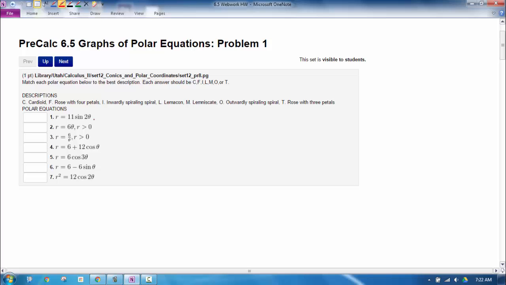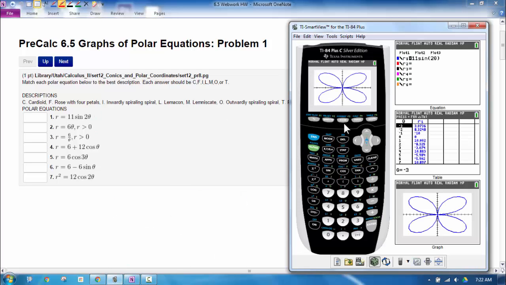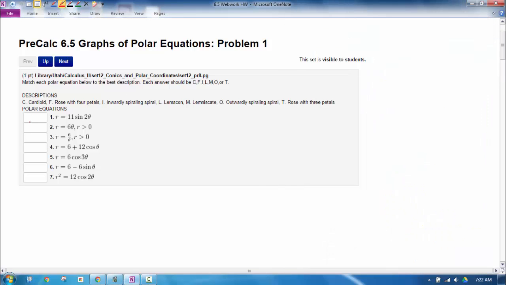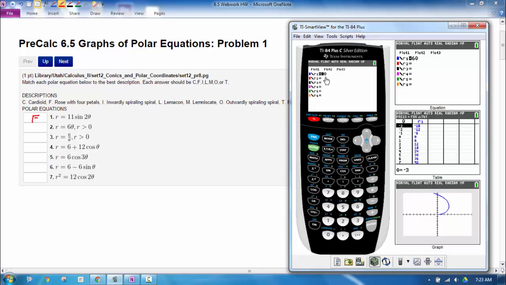But we've got to try to graph these and match them to those six words. So the first one, if you go to y equals and plug it in, make sure you're in polar mode in your calculator, and just take a look at this graph. You'll see it's a 4 rose petal, so that'd be an F. And the next one is 6 theta. If you graph that, you can see it's an outward spiral.